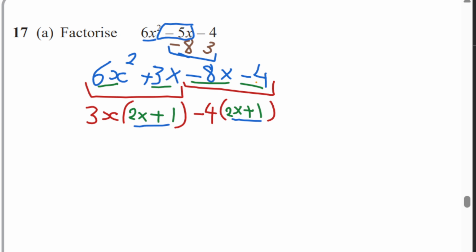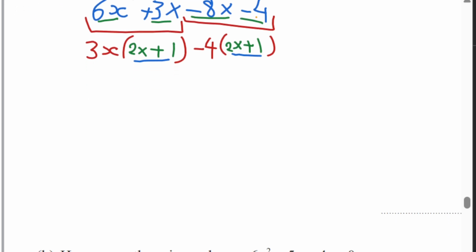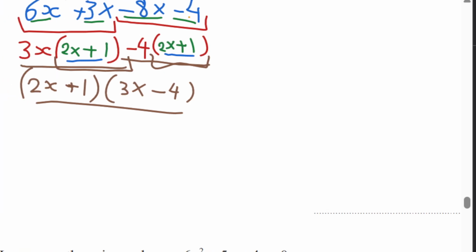So look, these should always be the same. If you don't get the same, that means you did something wrong. Alright, now let's take 2x plus 1 out from here and from here. So 2x plus 1. On this part, I'll have just 3x left. On this part, I'll have -4. That's your answer. That's 2 marks for the first part.